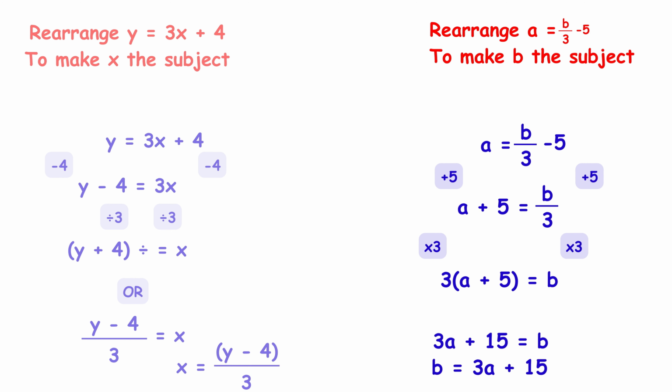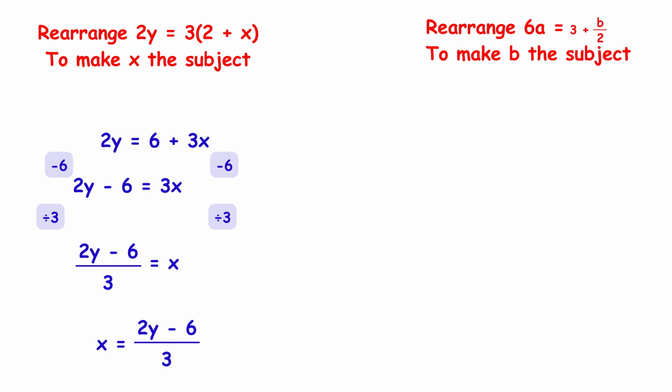Let's try a couple more. For this first one, the x that we're trying to get by itself is inside a bracket. So the first thing we need to do is expand the bracket by multiplying the 3 by the 2, and the x, giving us 2y equals 6 plus 3x. Next, we need to get rid of the 6 by subtracting 6 from both sides to get 2y minus 6 equals 3x, and then we can divide both sides by 3, so you get 2y minus 6 all over 3 equals x, which we can then swap around to get x equals 2y minus 6 all over 3 as our final answer.